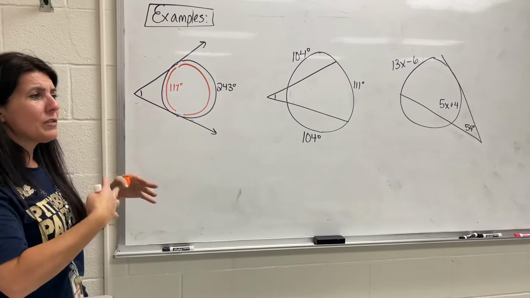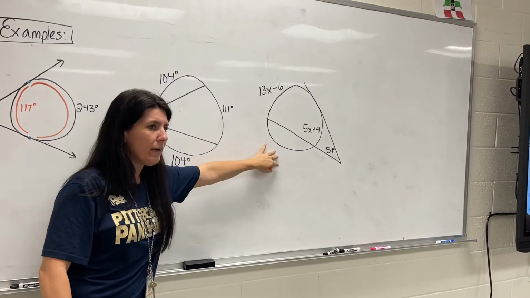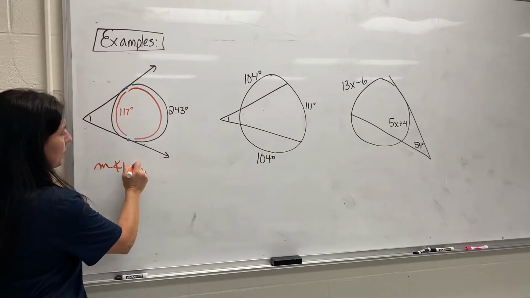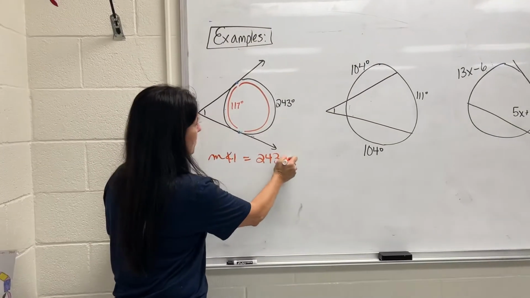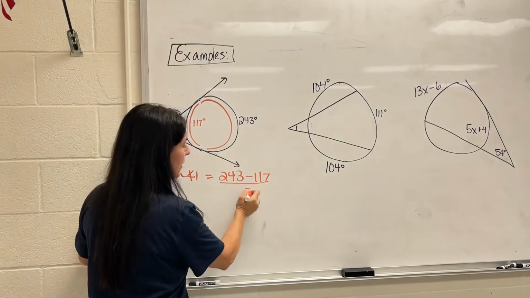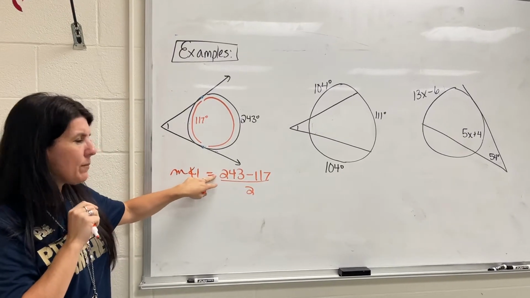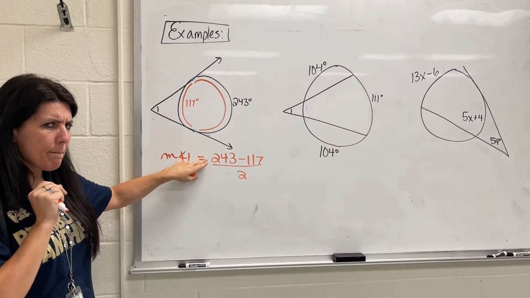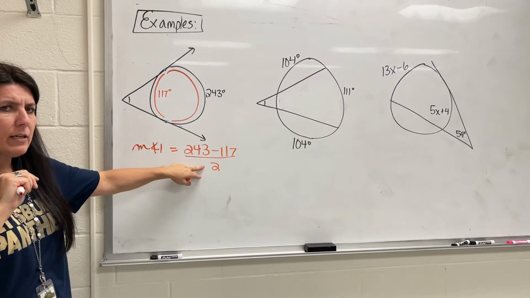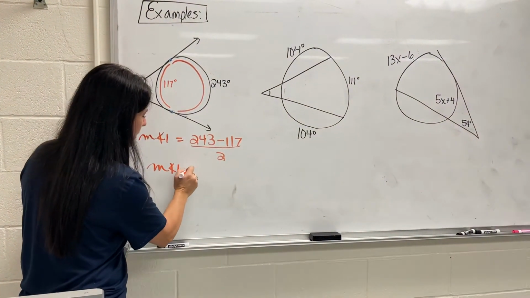I want you to make sure you're setting this up so that when you get to harder problems like this one, you're able to do it not just in your head. So we're going to take the bigger arc, the measurement at angle 1, the bigger arc minus the smaller arc, these are the ones that are associated with that angle, divide by 2, and that gives me angle 1. So what's 243 minus 117? What does that give me? Do you have it? 126. 126 divided by 2? 63. So the measurement of angle 1 is 63.